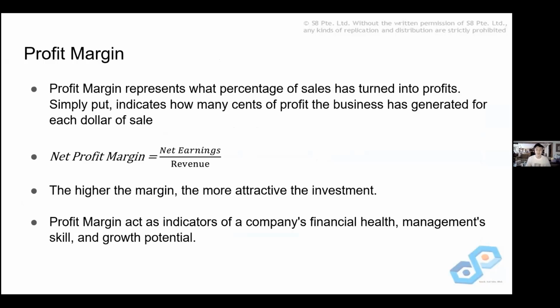But not just because of valuation, it's also an indicator of a company's financial health, the management skill, the growth potential. The higher the margin, the better. I think that is extremely straightforward. But how do we use margin? 20 means high, 30 means high, compared to peers? What is it that you think would best be used when it comes to using margin?